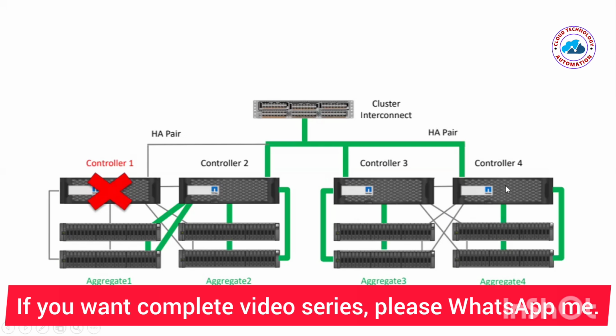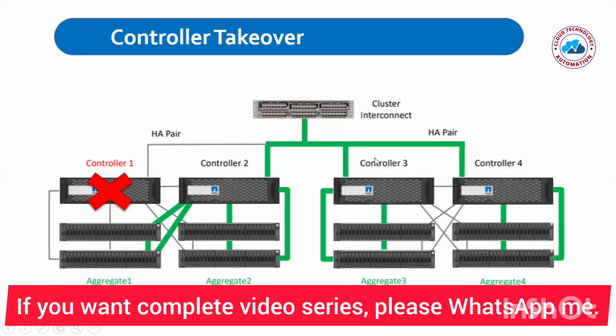Okay, suppose the user host server is sending a request to controller 4, because this is the same cluster, right? The request terminates on controller 4, so it will travel via the cluster switch, this network, and go to controller 2. Controller 2 will directly access the data from the aggregate, since controller 1 is not working. In this case, the passive path will be active here. Okay, got it.